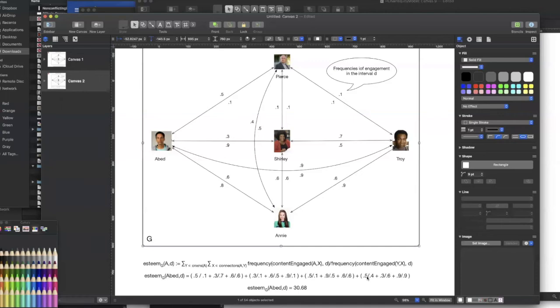Yes. Cool. Now let's look at 0.3 over 0.6. So how often does Shirley listen to Abed, 0.5, versus how often does Shirley listen to Annie, 0.6? So we're good, right? Wait a minute. There is no 0.5 between Shirley and Abed. No, there isn't. It's 0.3 over 0.6. Oh, 0.3. Okay. Yeah. 0.6.